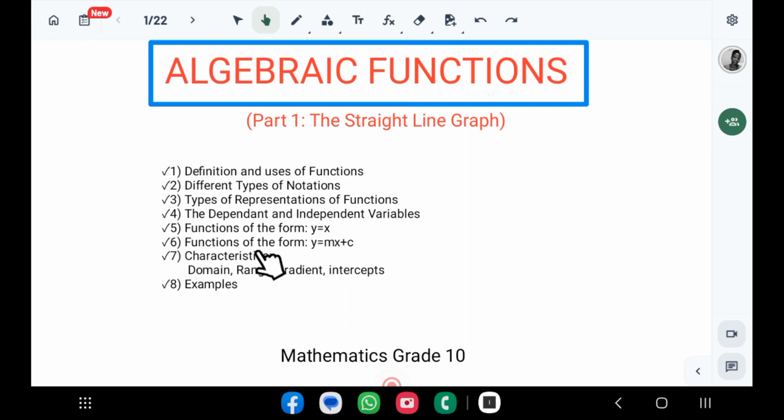Number 6, we're going to look at functions of the form y equals mx plus c, which is a more complicated form of a straight line. However, this is the standard format we're going to be using until grade 12 and beyond. Number 7, we're going to look at characteristics, which is basically your domain, your range, your gradient, and the x and y intercepts. Number 8, we're going to look at examples on how to plot your straight line graphs using 2 different methods that you're going to see in a few moments. We have a lot to cover, so let's start.